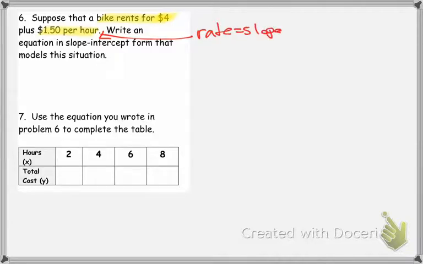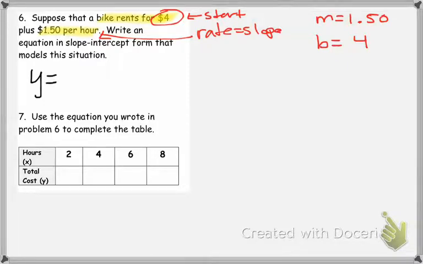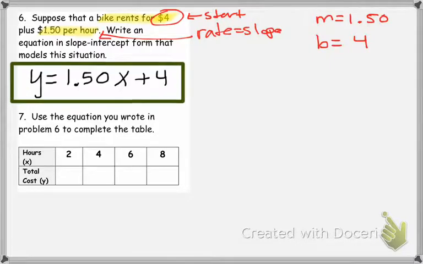So we know that our M is 1.50. And that means that before we get the bike, we have to pay them $4. So it's our startup fee, right? We start at $4, and so our B is always where we start, and that's 4. So our equation, we can write it as y equals, our M is 1.50x plus 4. And that is our equation.